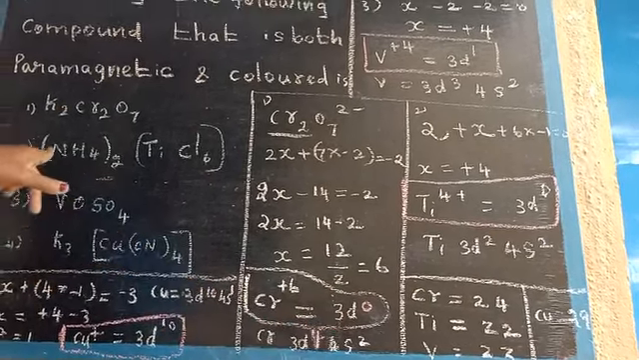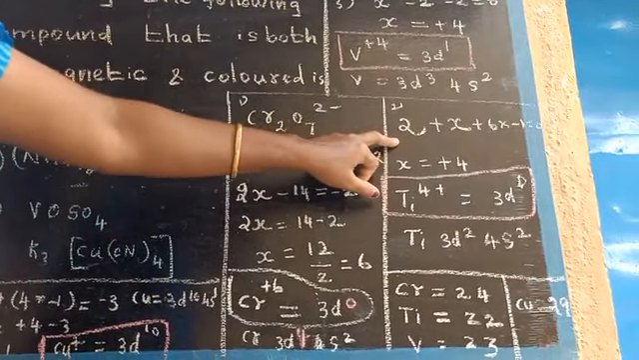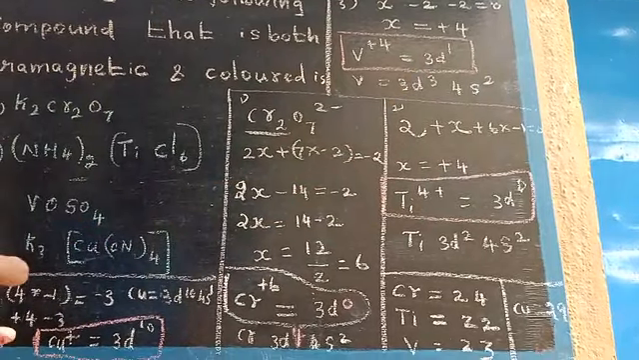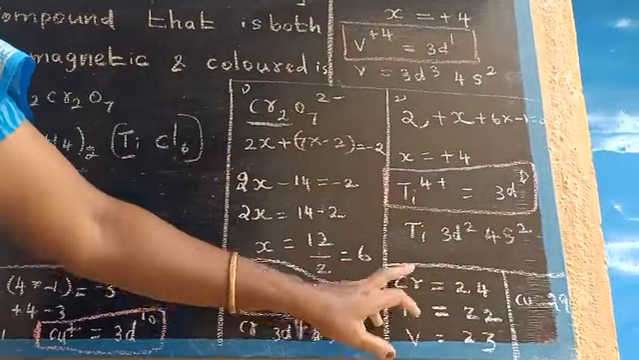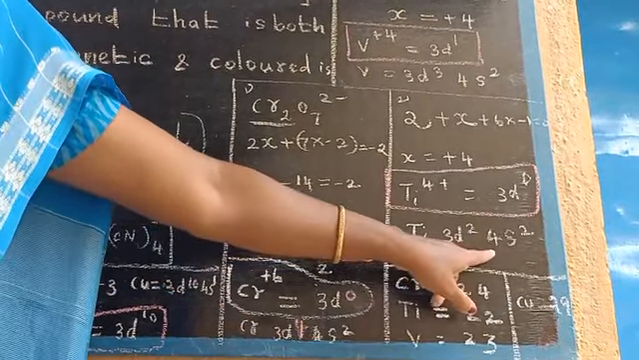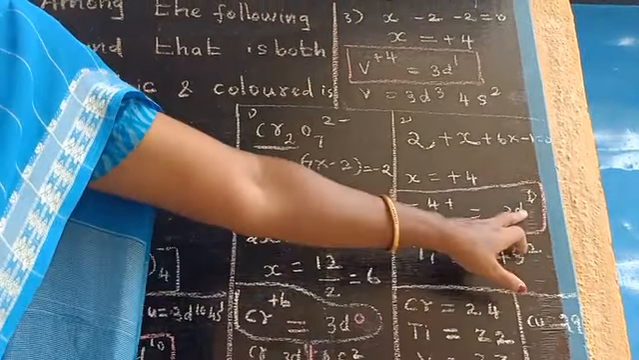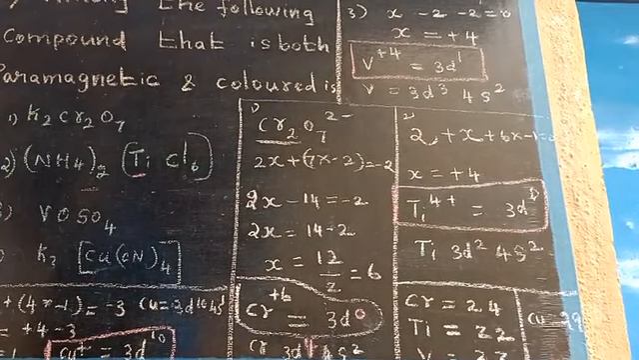Okay, see the second one, NH4 twice TiCl4. Here the oxidation state is plus 4, and the metal is titanium, Ti. So Ti4 plus: titanium atomic number 22, 3d2 4s2, plus 4, so 2 and 2, four electrons are lost, giving 3d0. This also is diamagnetic in nature.